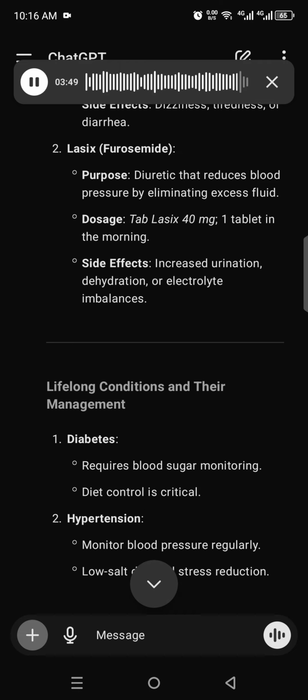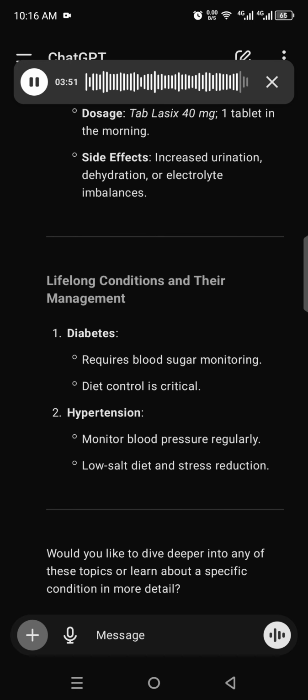Lifelong conditions and their management. 1. Diabetes. Requires blood sugar monitoring. Diet control is critical. 2. Hypertension. Monitor blood pressure regularly. Low-salt diet and stress reduction.